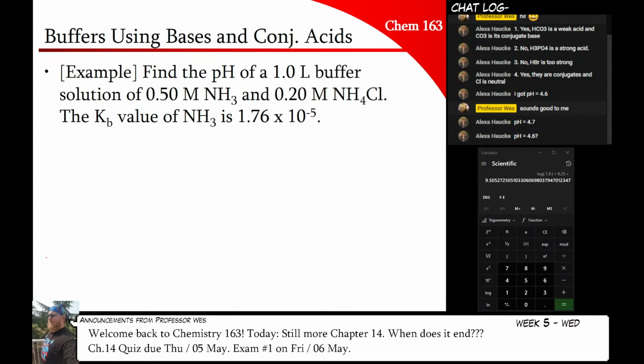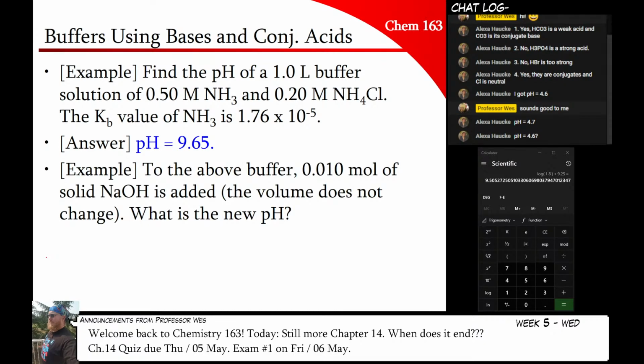This is the same exact problem because it's the same buffer, so I'm going to just skip this. But you could do this one on your own because you're just literally changing the numbers in the base and the acid. Do we have another buffer? Oh, that's a different problem. That's good, though. Yeah, I'll have you solve this problem.